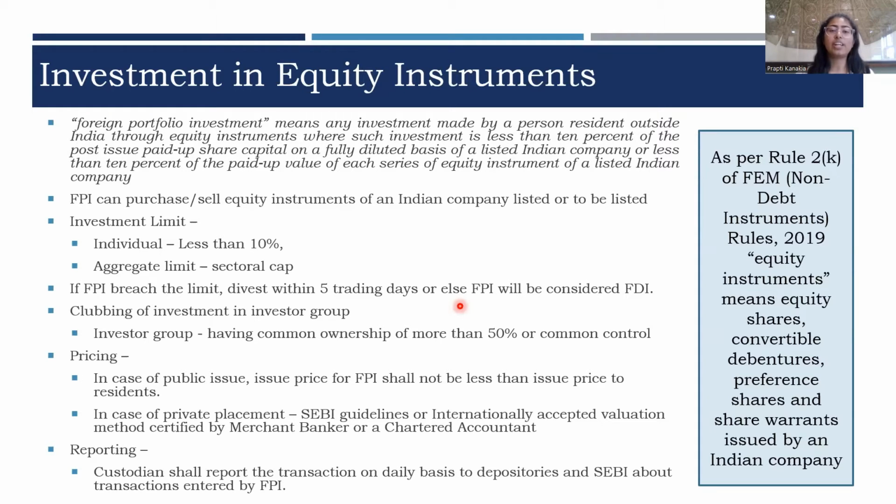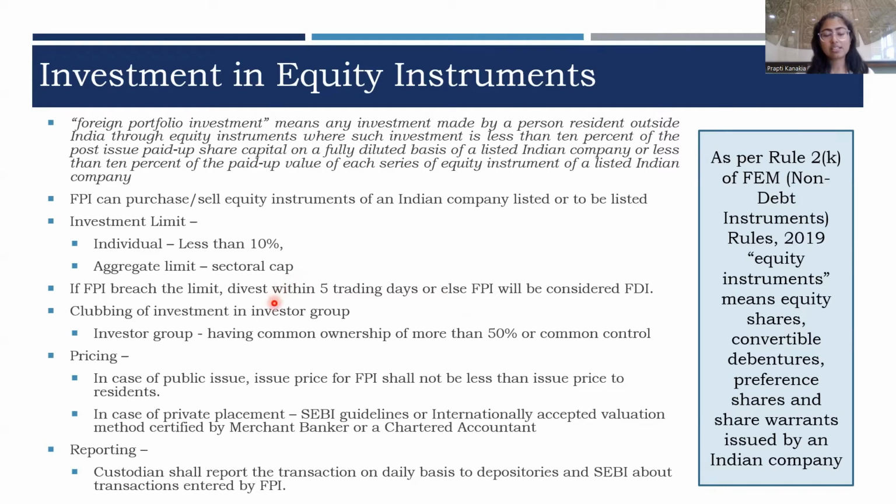However, if there is more than one FPI wanting to invest in the equity instruments of a listed Indian company, the maximum limit allowed to them is the sector cap applicable for that particular company. So let's say, for example, for one entity which is listed on the stock exchange, the investment limit for foreign investors, or the sectoral cap, is 74%. In that case, if there are 10 FPIs wanting to invest in that entity, the maximum investment of all the 10 FPIs combined should not exceed 74%.